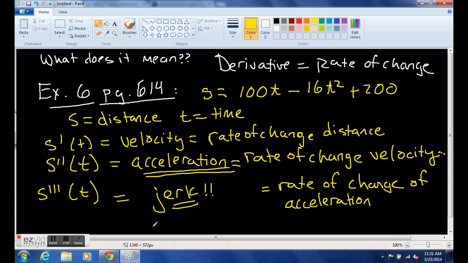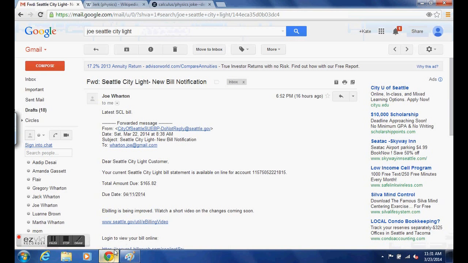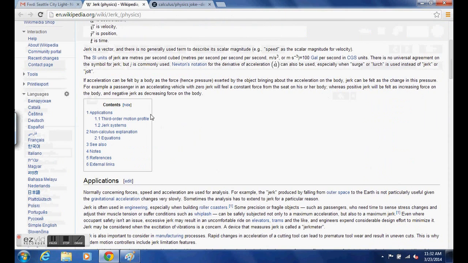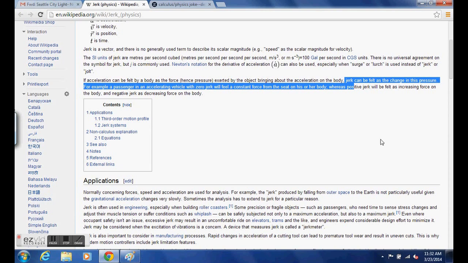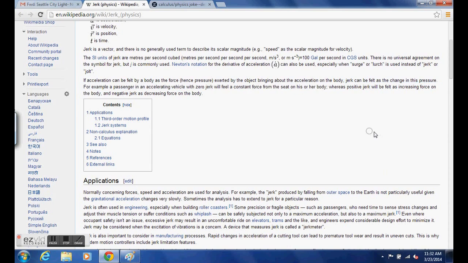It's the rate of change of acceleration, and I got this from Wikipedia. If acceleration can be felt by a body as a force, a jerk can be felt as the change in pressure. For example, a passenger in an accelerating vehicle with zero jerk will feel a constant force, whereas positive jerk will feel an increasing force, and negative jerk a decreasing force. It's often used in engineering when building roller coasters. If you think about jerk from outer space, okay, I'm not going to get distracted by that.